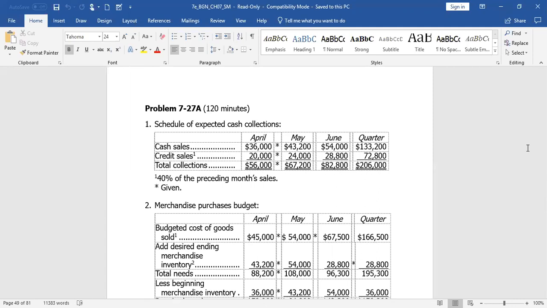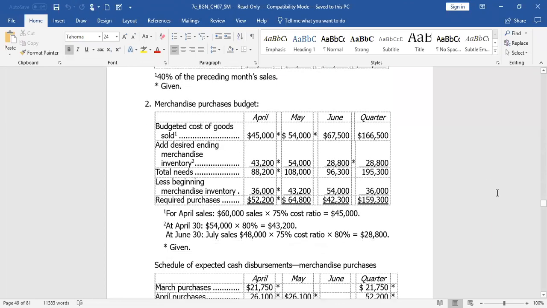In Schedule 2, they want us to complete the merchandise purchase budget. Now, how do we do that? What are the assumptions? The gross margin in Part A is 25% of sales, so we know that. In Part D, each month's ending inventory should equal 80% of the following month's budgeted cost of goods sold.